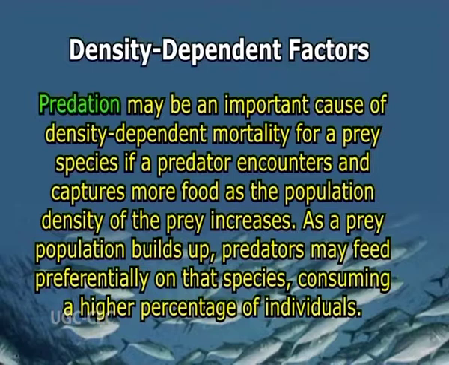Predation may be an important cause of density dependent mortality for a prey species if a predator encounters and captures more food as the population density of the prey increases. As a prey population builds up, predators may feed preferentially on that species, consuming a higher percentage of individuals.